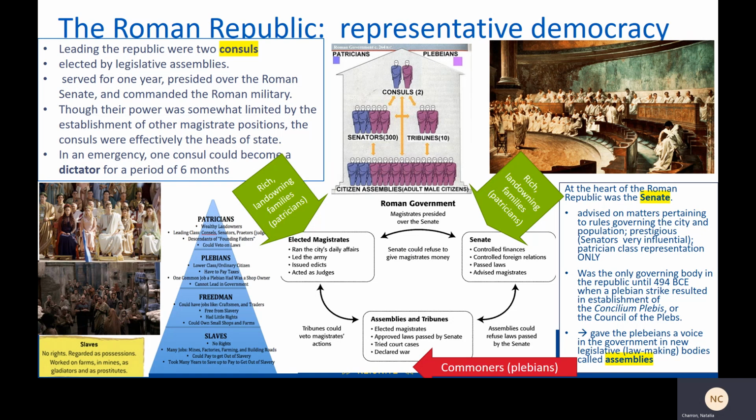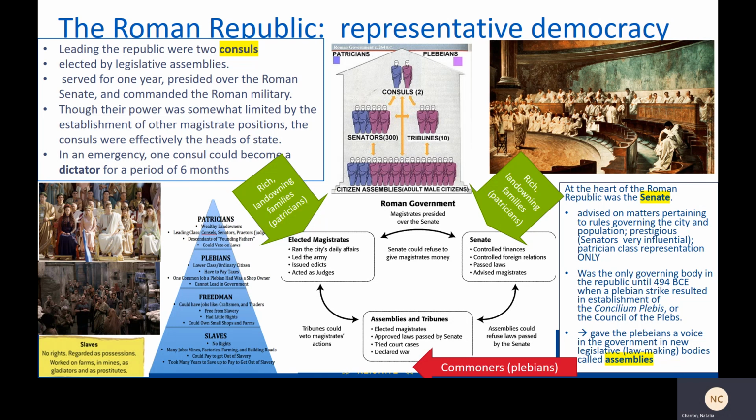Leading the Republic, you'd have two consuls. You could think of this like two presidents. They were elected by legislative assemblies. They served for 1 year, and they presided over the Roman Senate. And very importantly, especially to an expanding state, eventually an empire, they commanded the Roman military. Their power was limited by other positions in government, but they were effectively the heads of state.